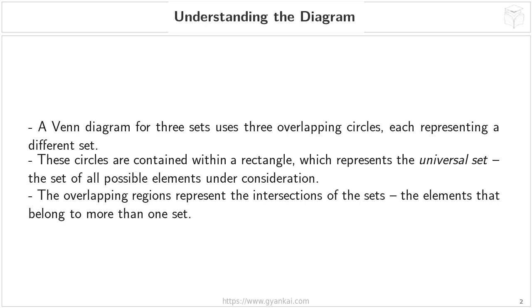As we discussed on the previous slide, extending from 2 sets to 3 sets just adds a bit more complexity to the diagram, but the underlying principles remain the same. We'll be diving deeper into identifying all these different regions in the following slides, and we'll even work through an example to see how it all comes together. But for now, make sure you understand this basic structure. 3 overlapping circles within a rectangle representing the universal set, with the overlaps showing the intersections.